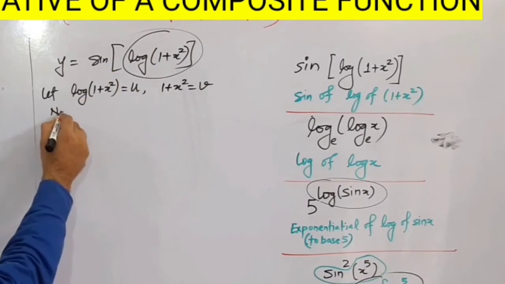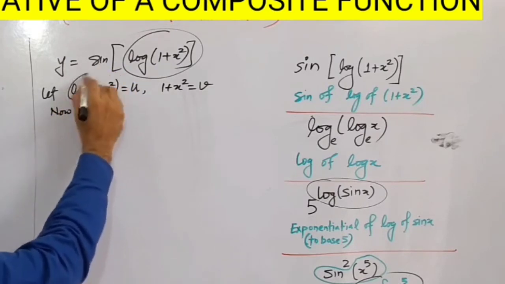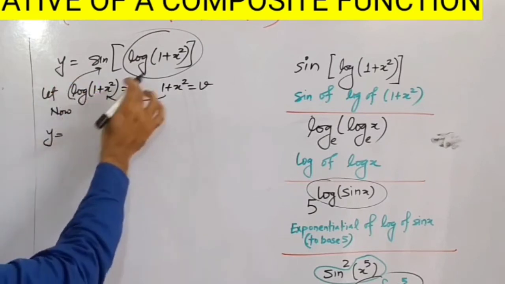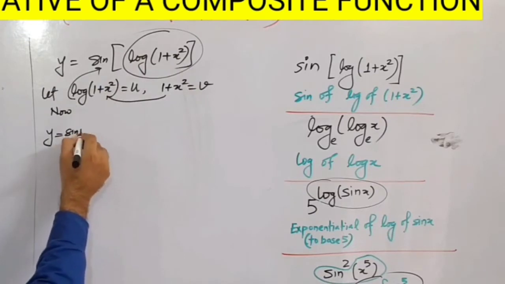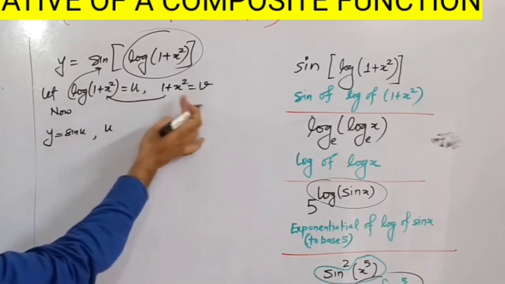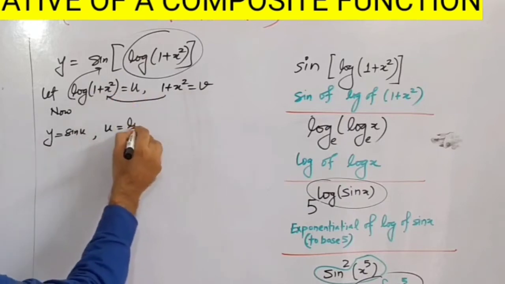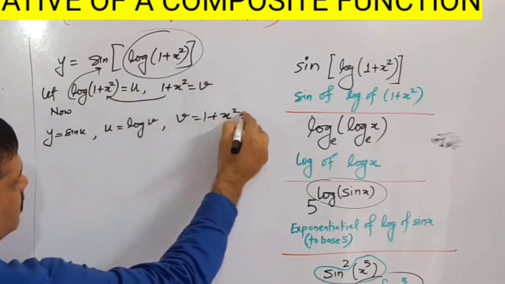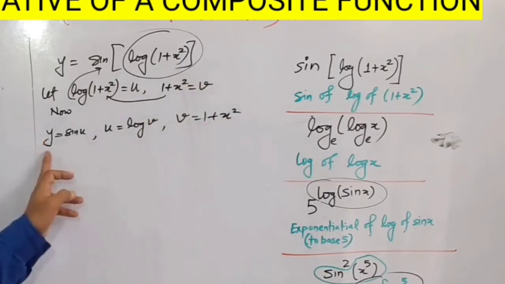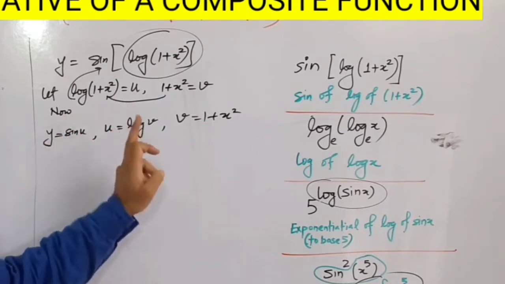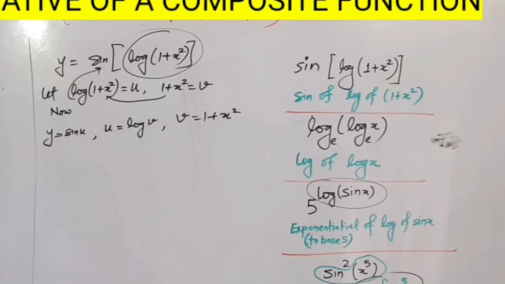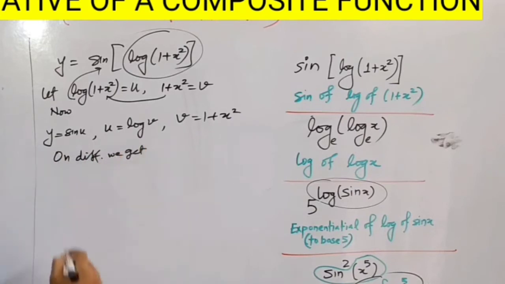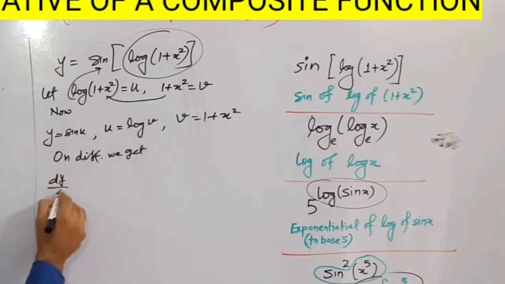Now, use this here and use it here. So what you get is y is equal to, if I put log of 1 plus x square as u, so y is equal to sine of u. Okay, in u, you use this 1 plus x square as v. So u is equal to log of v, and v is to be written in reverse order, that is 1 plus x square. Now you can easily observe y is a function of u is a function of v, and v is a function of x. So on differentiating, we get y will be differentiated with respect to u.